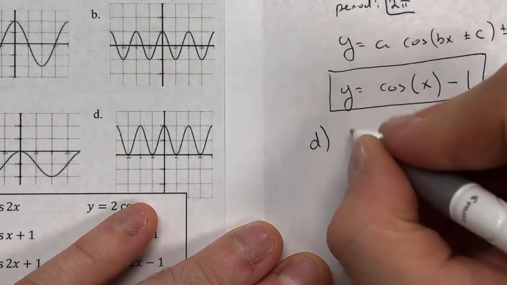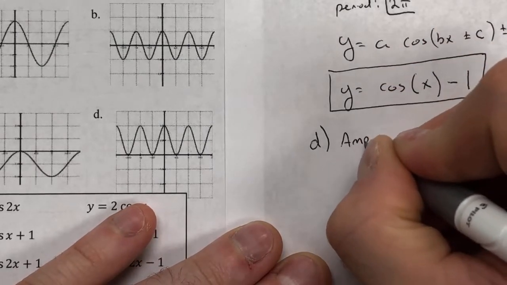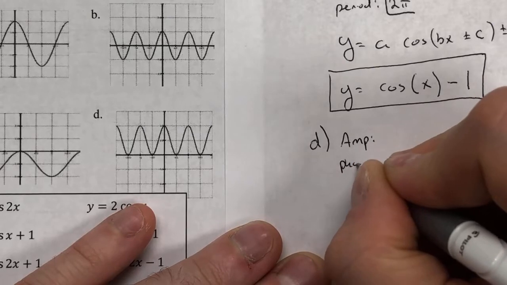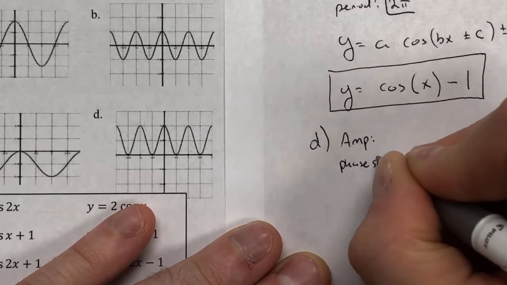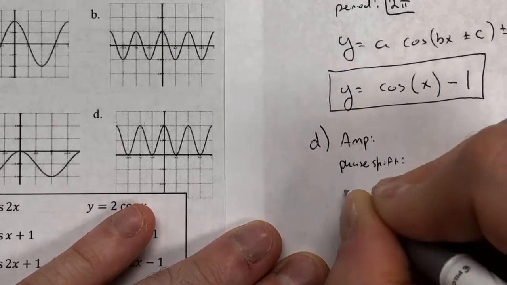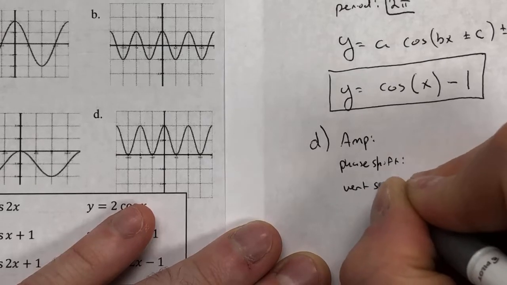So now let's switch over to the last graph, which is D. I don't know why I did this one lowercase and the rest were uppercase, but oh well. We need to find 4 things: the phase shift, the vertical shift, the amplitude, and the period.